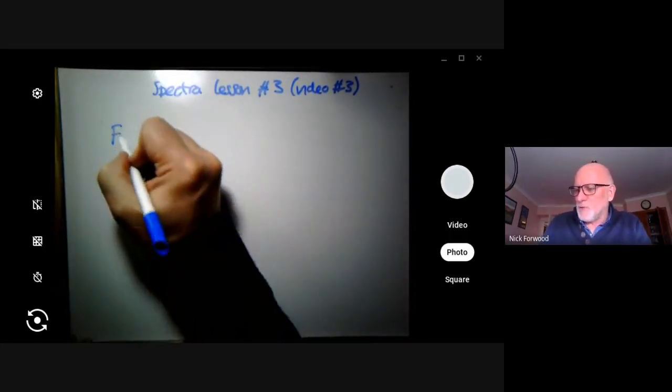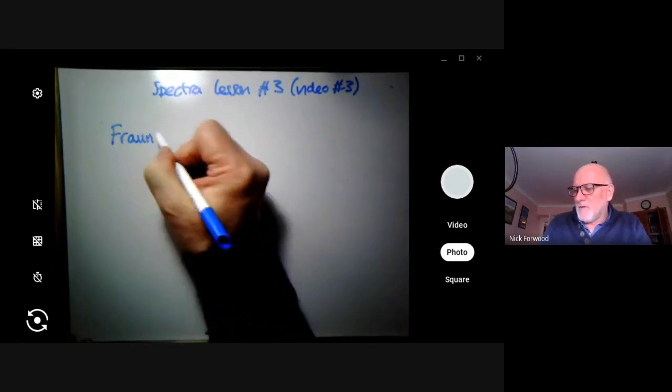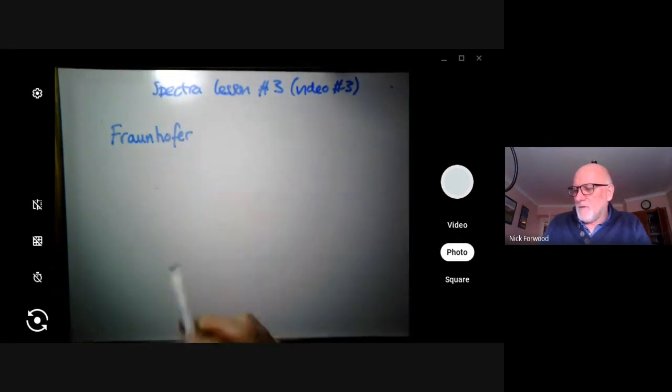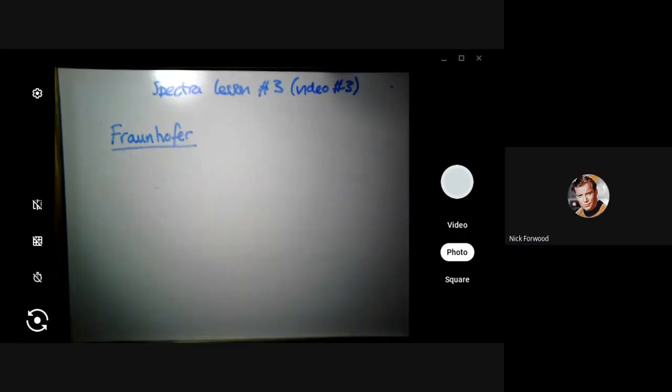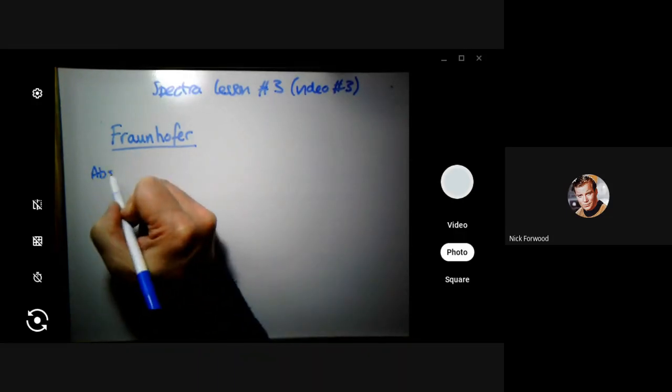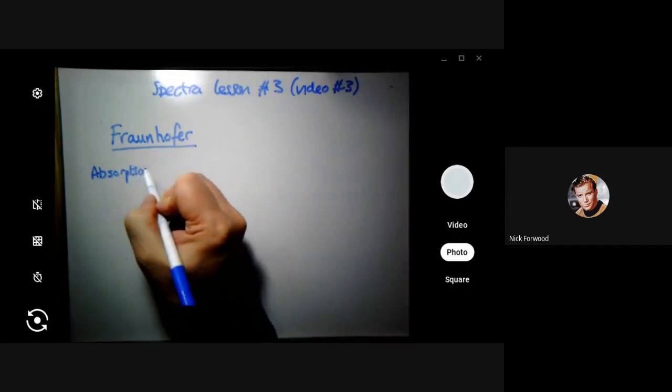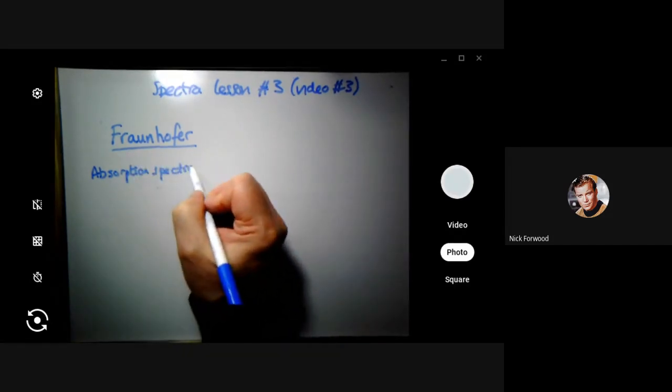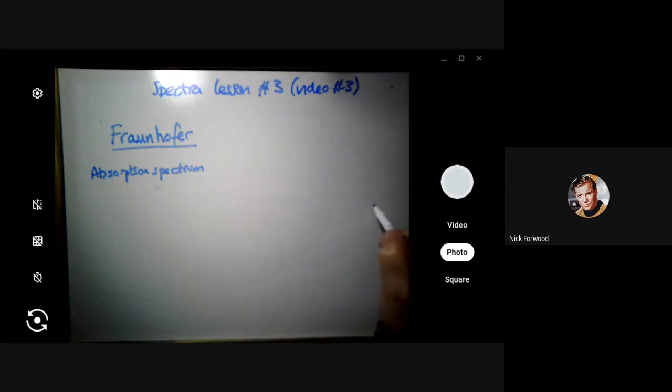And you need to know this name, Fraunhofer. Okay, so that's something we need to have a look at. So this is particularly an absorption spectrum that Fraunhofer looked at. So we've got Fraunhofer here on Earth, and he has set up some sort of prism, and he's going to have a look at the spectrum of light from the sun.